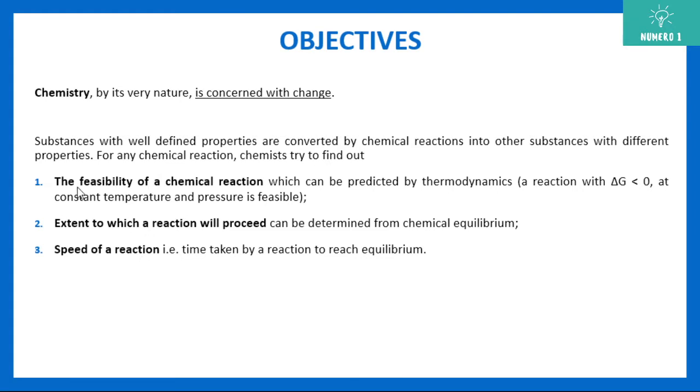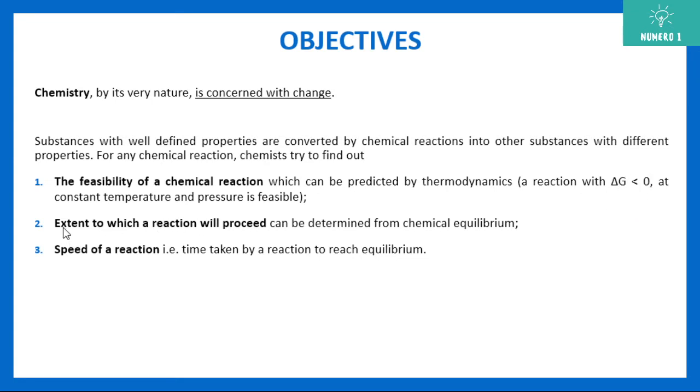First thing is the feasibility of chemical reaction. That means whether the reaction is possible or not. This is determined by thermodynamics. If your delta G is less than 0 at a constant temperature and pressure, the reaction is feasible. Please note delta G here is Gibbs free energy. We will discuss this in detail.